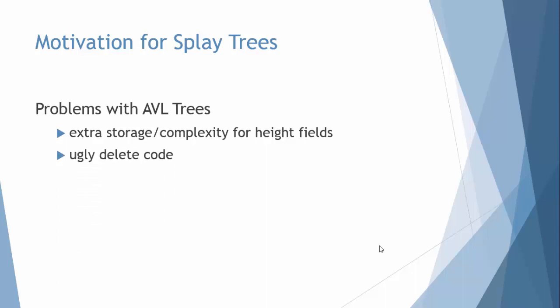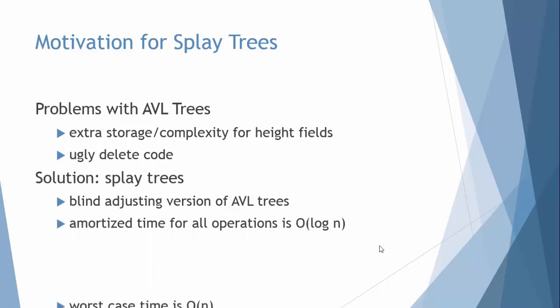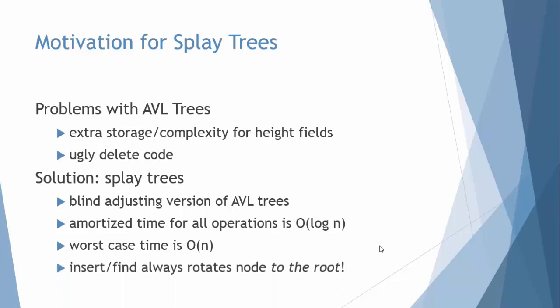Second is a problem related to delete code. The solution is using splay trees. Splay trees are a blind adjusting version of AVL trees. Their amortized time for all operations is O(log n). In the worst case, the time is O(n), compared to O(log n) in the AVL tree.